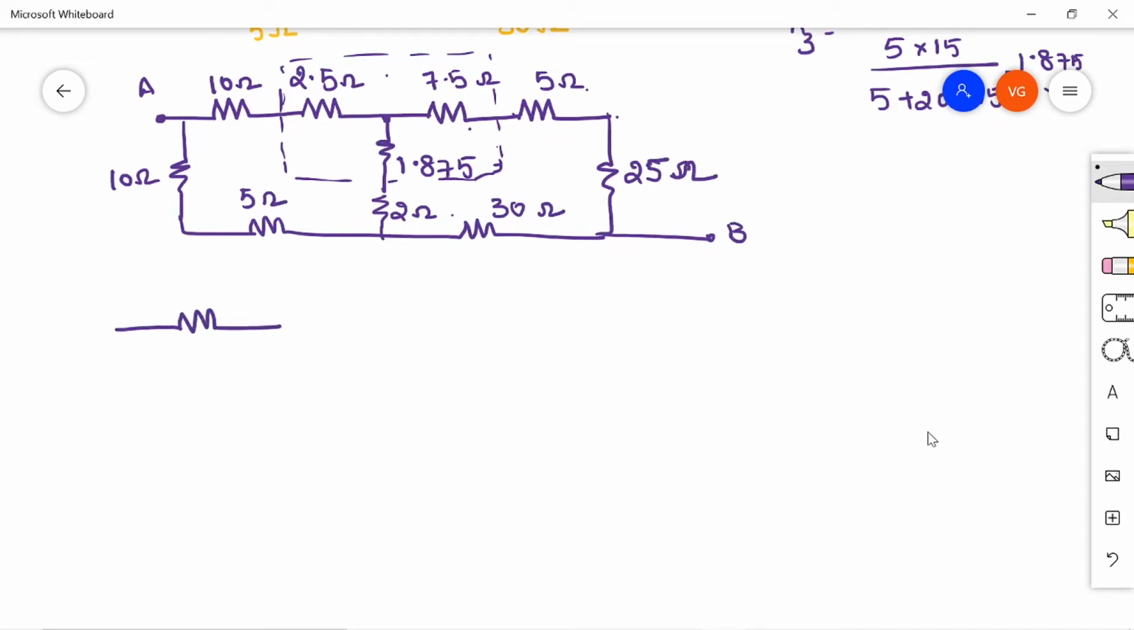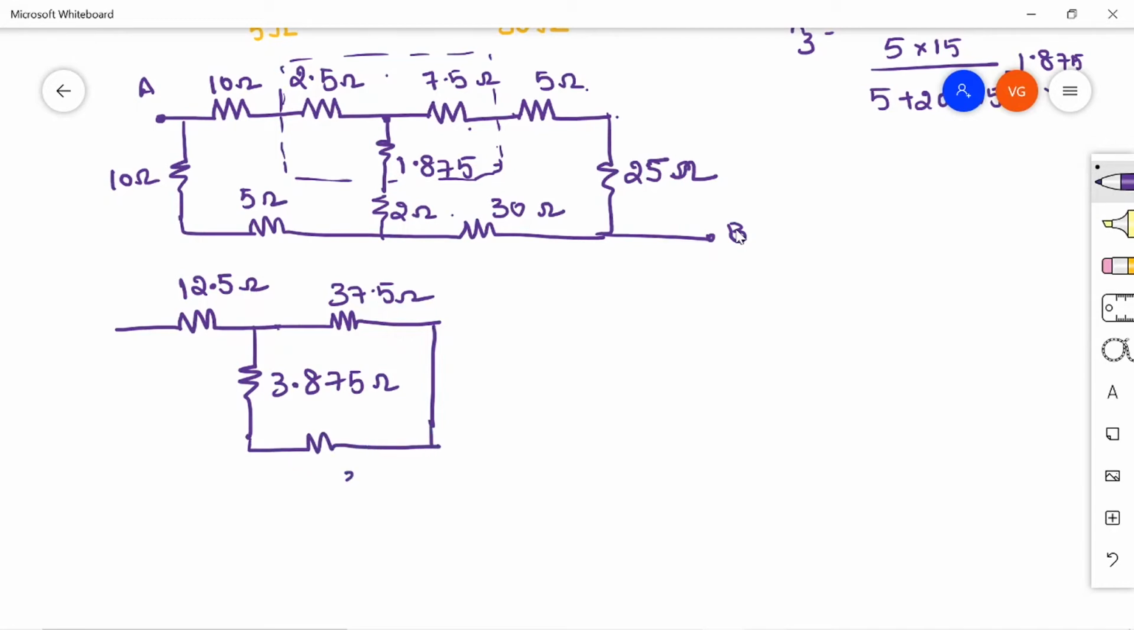So this will be 10 plus 2.5. Here it is 12.5 ohm, and then 7.5 plus 5 plus 25. So this will be 30 and 7.5. So totally it will be 37.5 here. Then in the middle I have 1.875 and 2. So that will be 3.875 ohms. And here I have this 30 ohm. And I have a terminal B here.